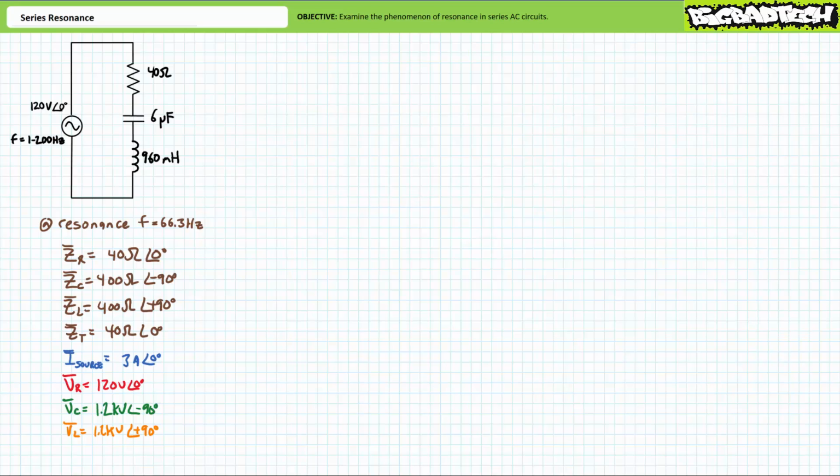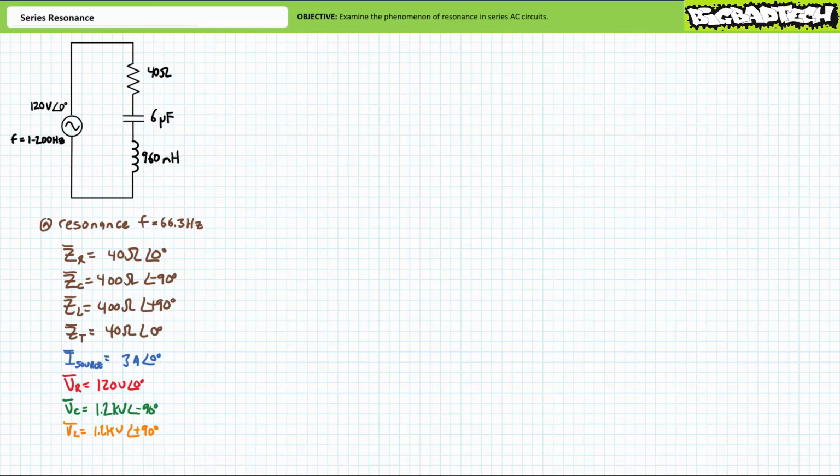Total impedance is the sum of ZR plus ZC plus ZL. Substituting our given values yields a total impedance of 40 ohms at an angle of 0 degrees. As we expected, the capacitive and inductive impedance contributions cancel each other out at conditions of resonance, such that the total impedance appears to be only the resistive component. This represents the lowest impedance magnitude, and as such, we'll expect source current to peak.